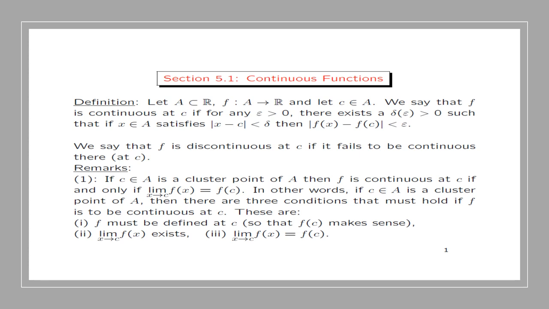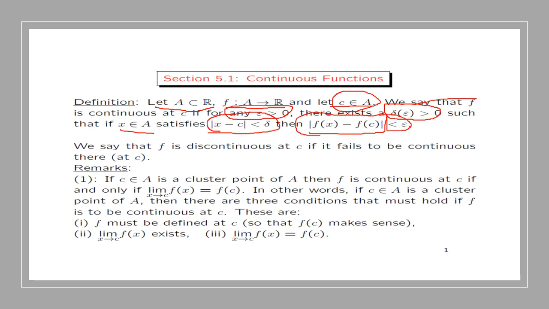Let's begin with a subset A of R and a function f from A to R and a point C in A. Then we say that f is continuous at this point C if for any epsilon bigger than 0 that you pick, there will be a delta bigger than 0, which depends on the epsilon that you have picked, such that if x in A satisfies the condition that the distance between x and C is less than that delta epsilon, then the distance between f of x and f of C is less than epsilon.